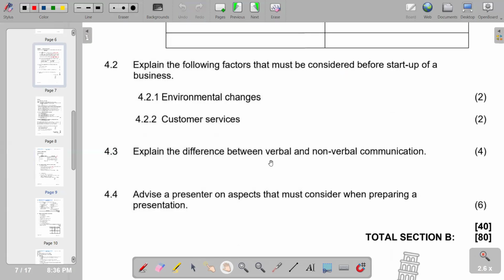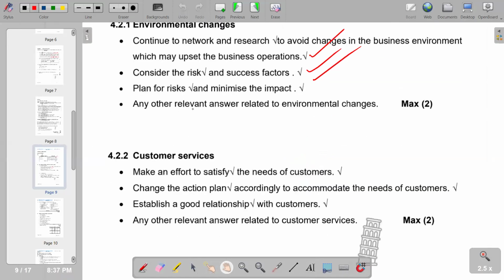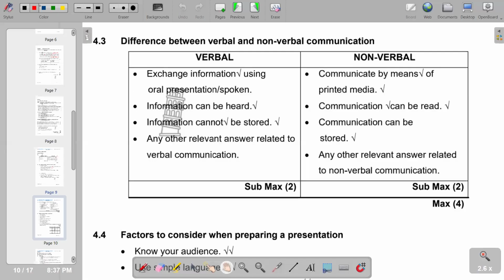And of course, verbal communication is communication by word of mouth, whereas non-verbal is communication that does not involve word of mouth. So the difference is articulated in our answer section. We have a table whereby verbal is exchanging information using oral presentation or spoken word, whereas non-verbal communicates by means of printed media. And then verbal information can be heard, whereas non-verbal communication can be read. We have other differences between the two.